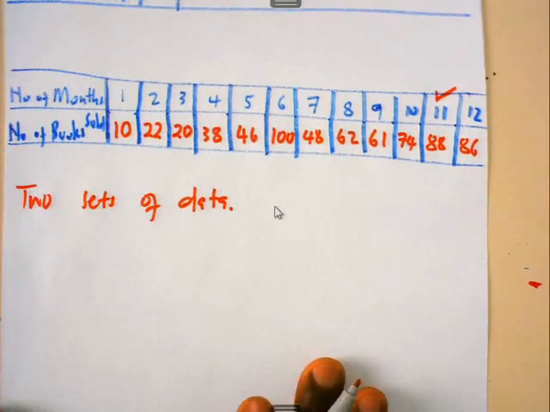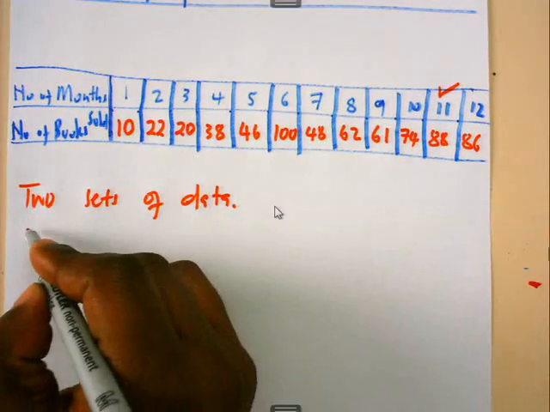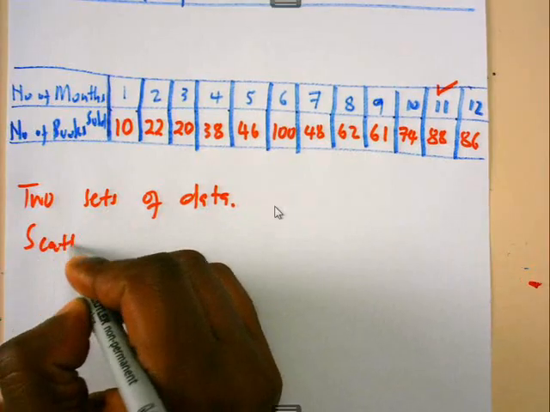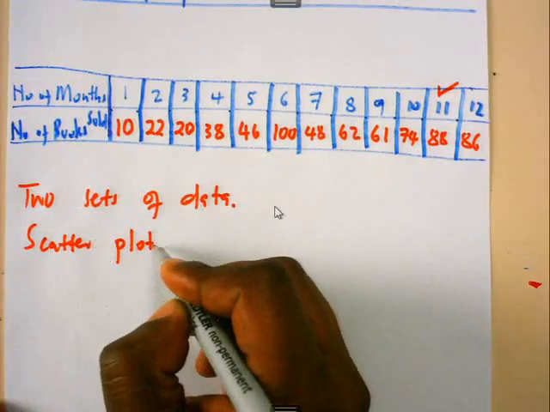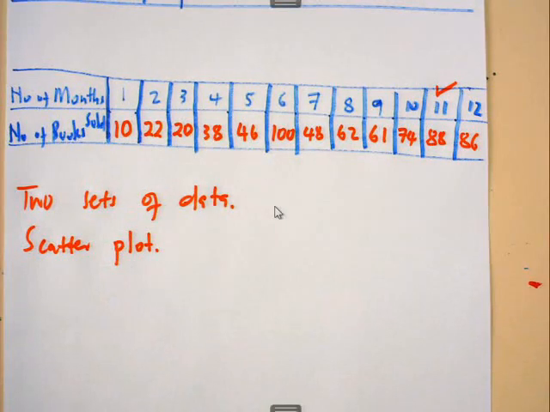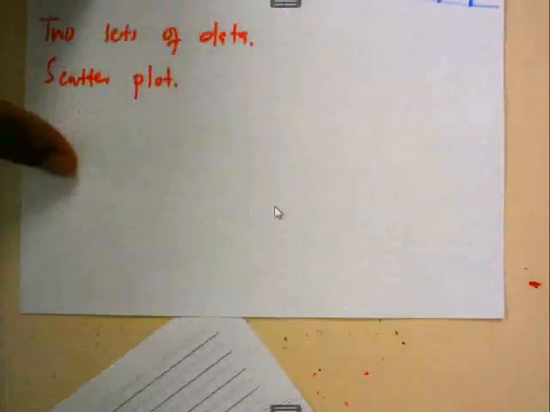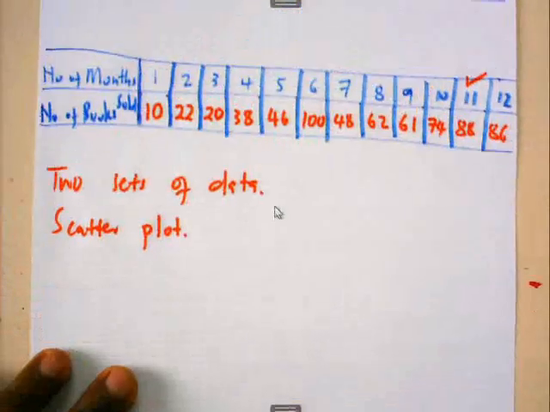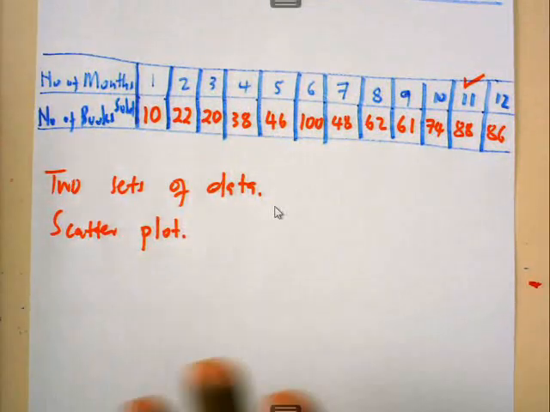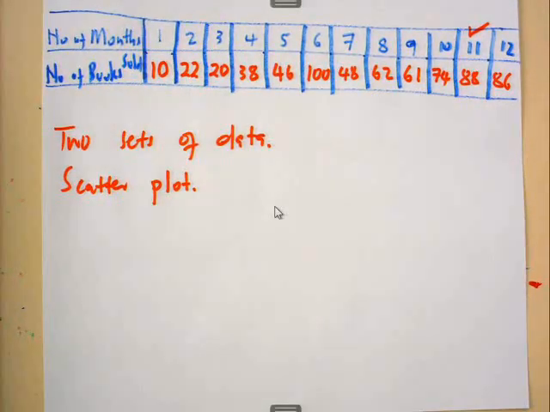Now once we have two sets of data, what we should do with it, we can then draw a scatter plot, because we said the scatter plot normally we use it when we have two sets of data. And here we have two sets of data. You can see it is the number of months. The number of months is the first set of data, and the other set of data that we have there is the number of books sold.